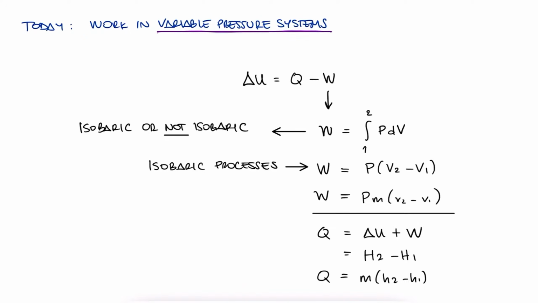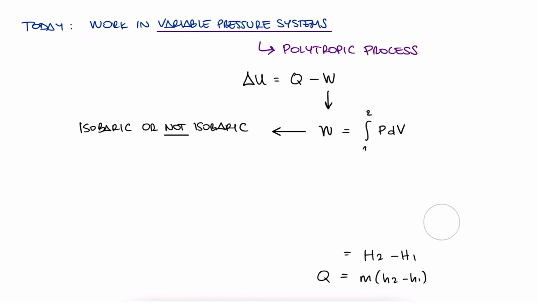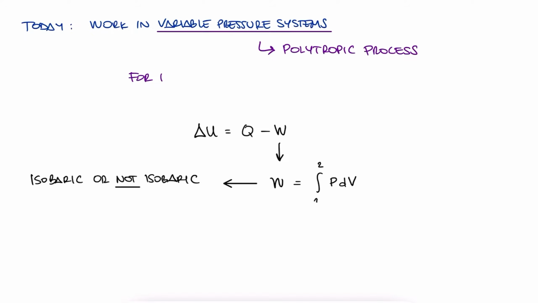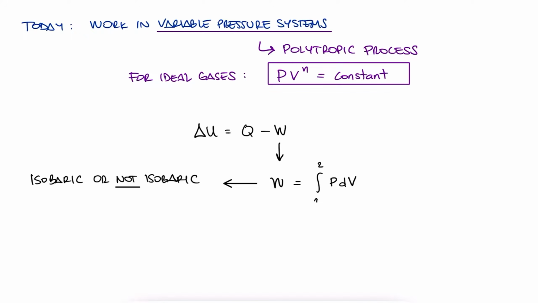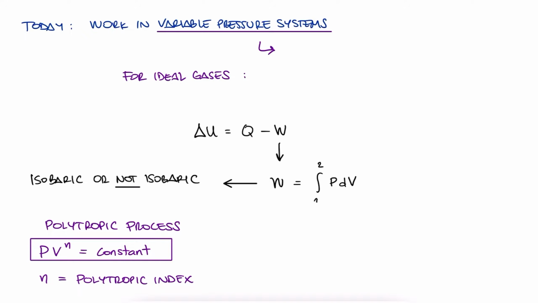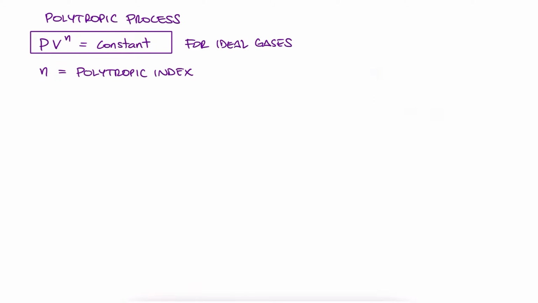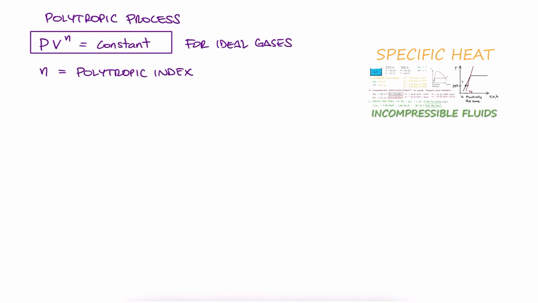When pressure varies during a process, we call it a polytropic process, and the expression that allows us to solve for unknown properties of an ideal gas that undergoes a polytropic process is PV to the n equal to a constant. The n variable is known as the polytropic index. Let's see where this equation comes from, and we'll use several of the statements we made in the previous lecture, so make sure to watch that one before watching this.